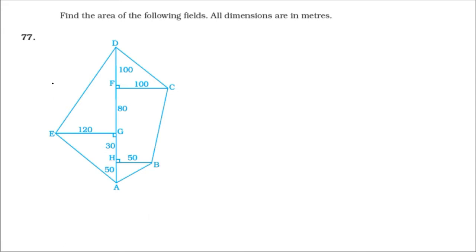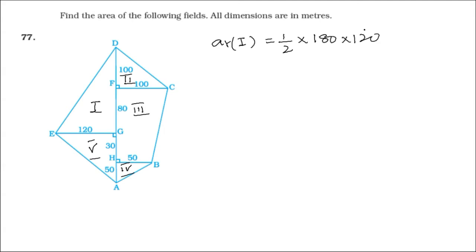Now, question 77 is on similar lines. Let me name these as figure 1, figure 2, figure 3, figure 4, and figure 5. These 5 parts' areas we need to find. To find the area of the first part, it is a triangle, so half into base into height. It is 180 into 120. When we simplify this, we get 10,800.